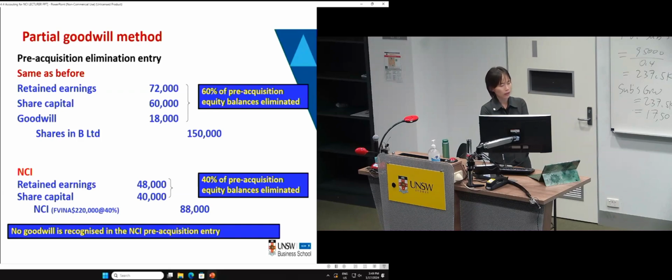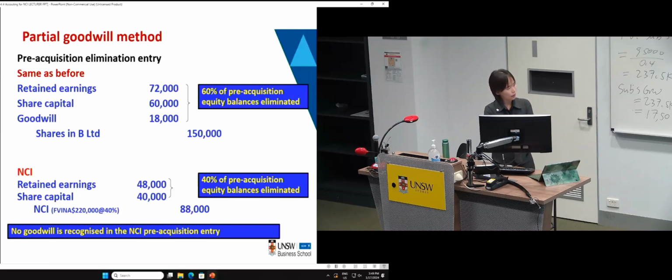So here we allocate the subsidiary's pre-acquisition share capital and retained earnings 40% to NCI. Now, this one is different from the previous one because under the partial goodwill method, NCI no longer receives any goodwill. So you can see the difference between the NCI on the partial goodwill method and NCI on the full goodwill method, represented by the goodwill, right? NCI share of the goodwill. So the difference is actually just 7,000.